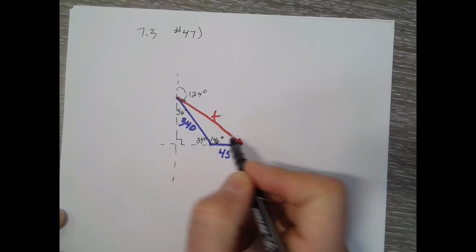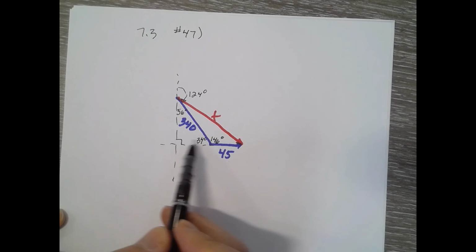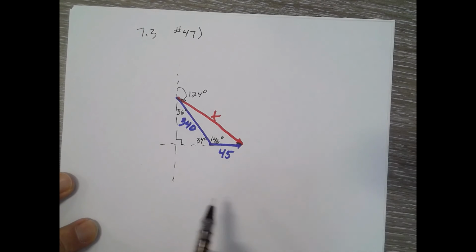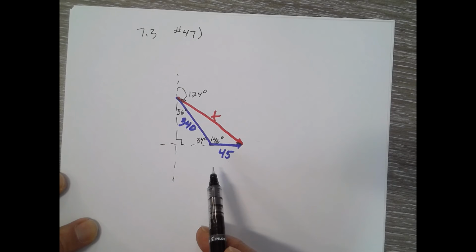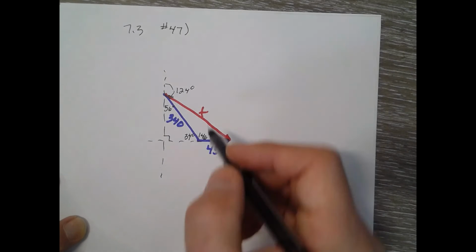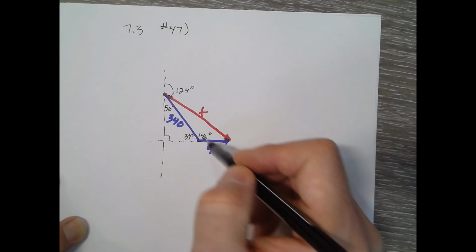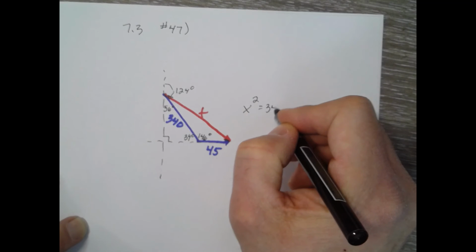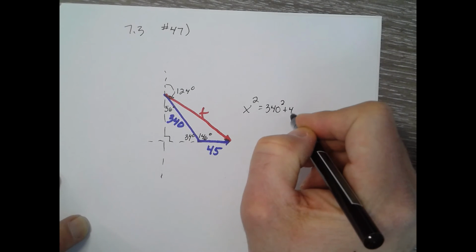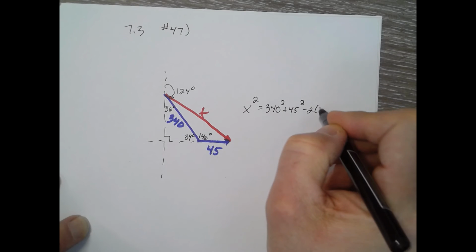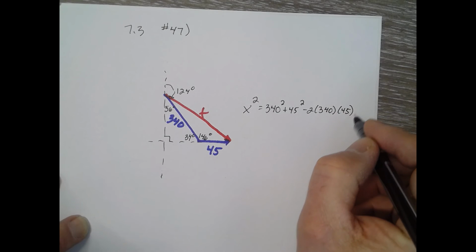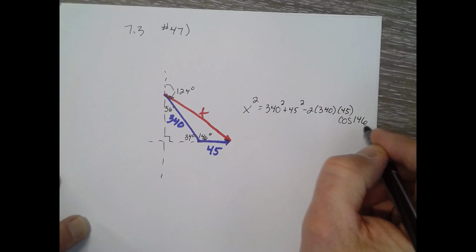Okay, so I worked my way all the way to 146. That's going to be a useful angle in order to find x. Then it becomes just a law of cosines problem, because we have a side, angle, side scenario. So we can say x squared equals 340 squared plus 45 squared minus 2 times 340 times 45 times the cosine of 146.